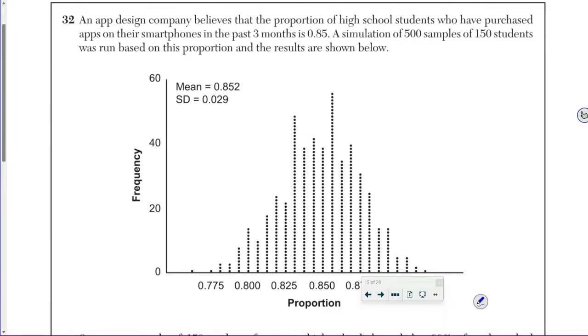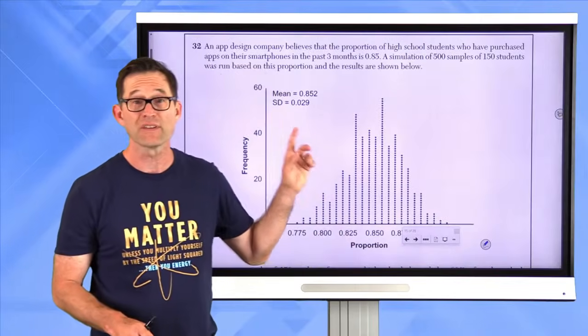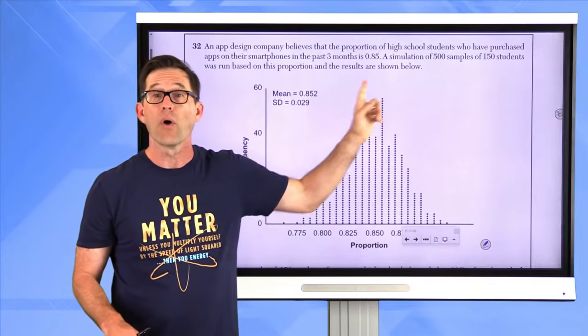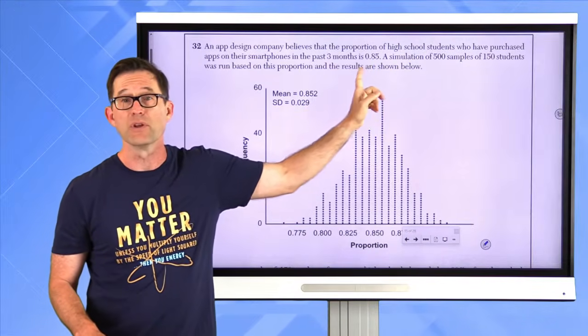An app design company believes that the proportion of high school students who have purchased apps on their smartphones in the past 3 months is 0.85. In other words, 85% have bought apps in the past 3 months. A simulation of 500 samples of 150 students was run based on this proportion, and the results are shown below. So the mean proportion was 0.852, and notice how close that 0.852 is to the 0.85. Standard deviation is 0.029. Remember our multiple choice problem where we had to try to figure out the standard deviation based on the graph? Here they gave us the mean and the standard deviation. The mean will always be exceptionally close to whatever proportion they were using to run the simulation.